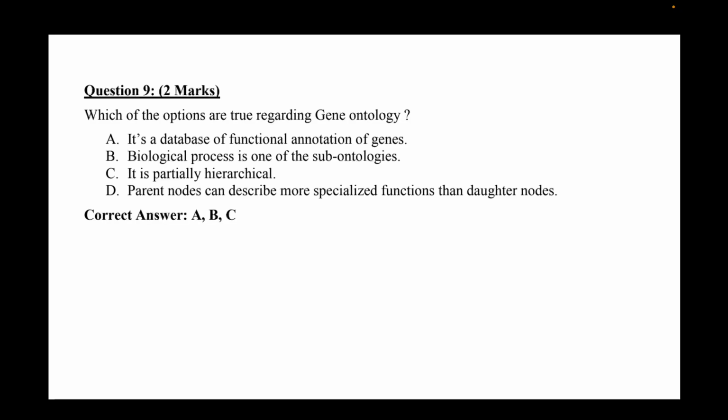Okay, gene ontology is a database of functional annotations: biological processes, molecular function, and cellular locations of the processes are also incorporated in that, as sub-ontologies, and it's also partially hierarchical. The last option is actually the opposite. The daughter nodes describe more specialized functions than parent nodes, so option D is not correct. So ABC is the answer. Moving on.